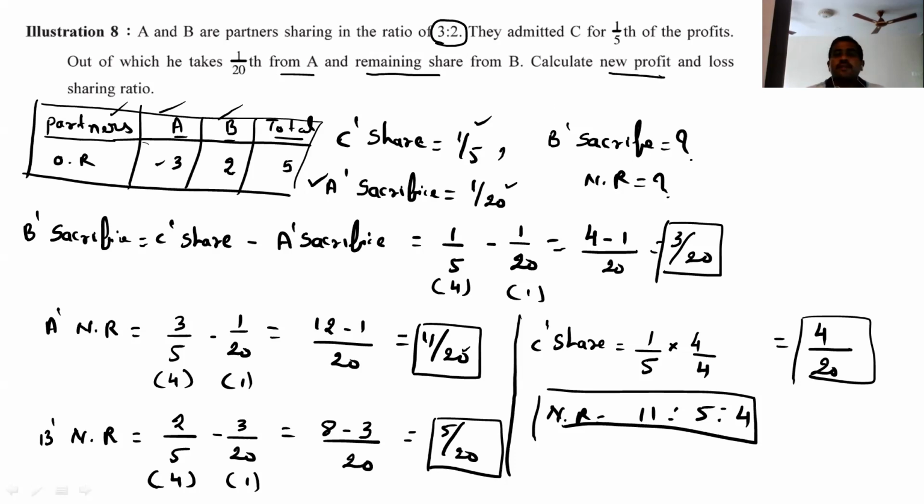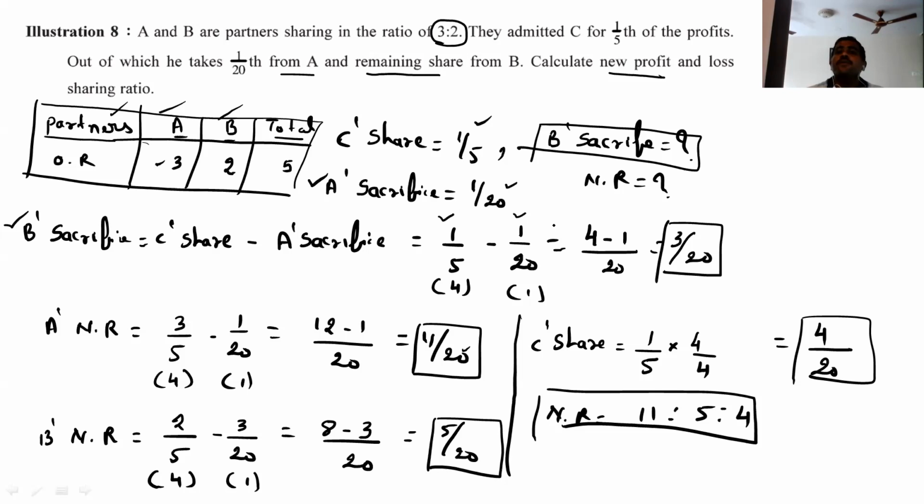So we are starting. We have written in the table C's share 1 by 5, A's sacrifice 1 by 20. The first thing we are going to calculate is B's sacrifice. So the formula is: B's sacrifice is equal to C's share, because C's share we have to give, minus A's sacrifice. So C's share comes to 1 by 5 minus A's sacrifice.